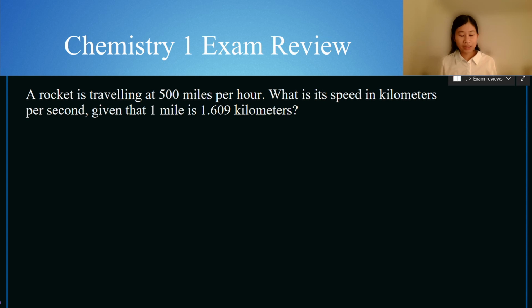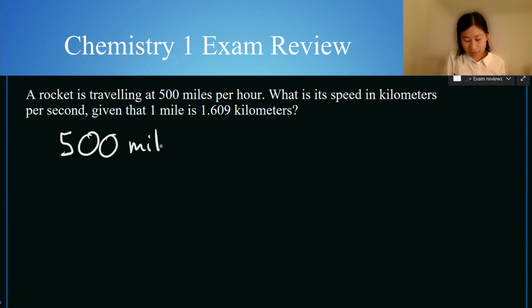A rocket is traveling at 500 miles per hour. What is its speed in kilometers per second, given that 1 mile is 1.609 kilometers? So this is a dimensional analysis problem. Alright, so what do we have? We have this rocket is going to be traveling at 500 miles per hour. So 500 miles in 1 hour. Okay, and I'll just put HR for hour.